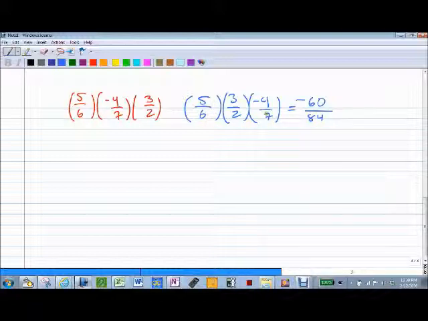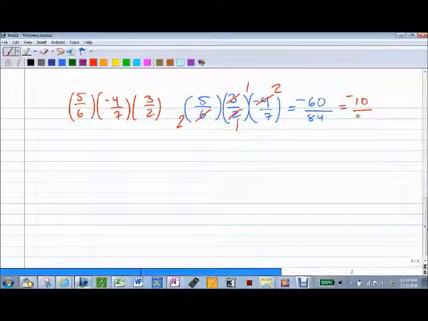Does 5 work with anything on the bottom? No. Does 3 work with anything on the bottom? Yeah. 3 and 6 work together, don't they? So how many 3's fit in 3? 1. How many 3's fit in 6? 2. Does 4 work with anything on the bottom? 2. How many 2's fit in 2? 1. How many 2's fit in 4? 2. So now I've got 5 times 1 times 2. What's that? 10. And it's going to be negative. And 2 times 1 times 7. What's that? 14. Everybody cool?